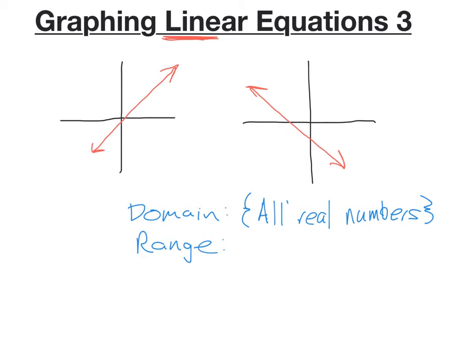If we look at the range of this example on the left, it's the same kind of thing. This graph continues going up forever, so every single y value is represented on this graph. Same thing going down, because this arrow continues down forever. So the range is also all real numbers. Remember, those curly brackets represent a set. So the set of the range, the numbers that are in the range, are all real numbers. And that goes for both of these graphs.